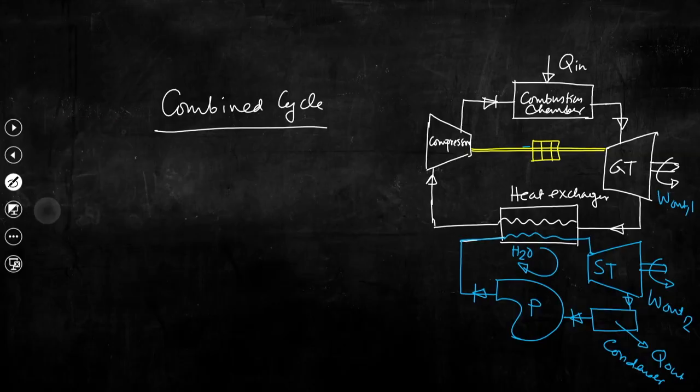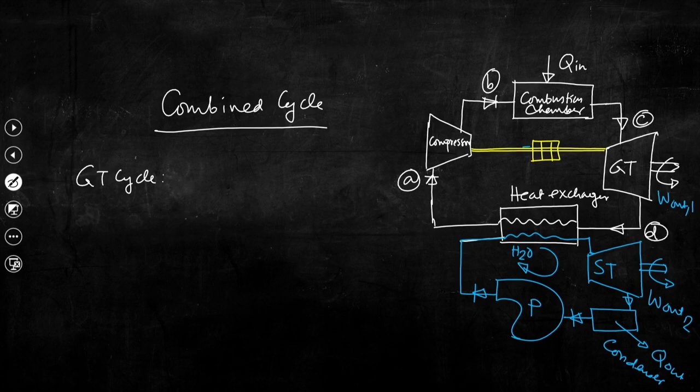Now, if we go for some analysis, we can see that there are two different cycles. One is the gas turbine cycle. For the gas turbine cycle, consider this is A, this is B, this is C, and this is D. Similarly, for the steam cycle, this is 1, this is 2, this is 3, and this is 4, right.